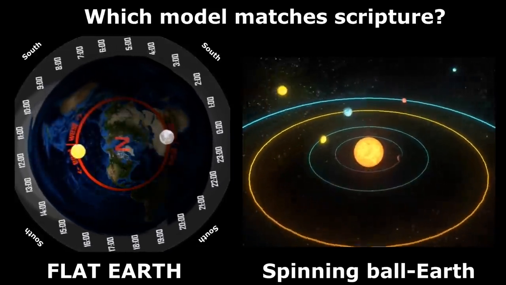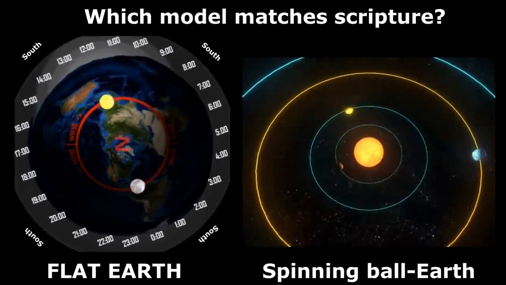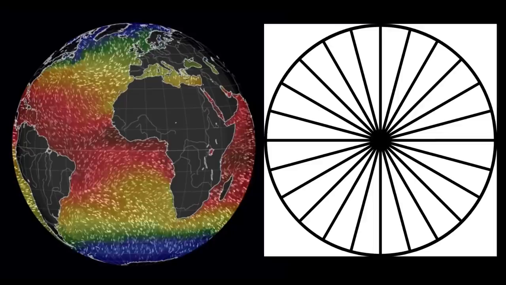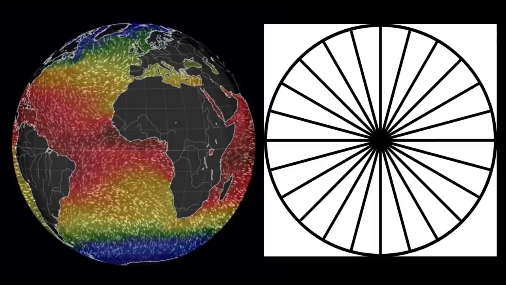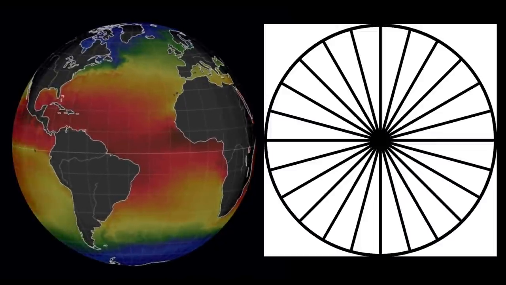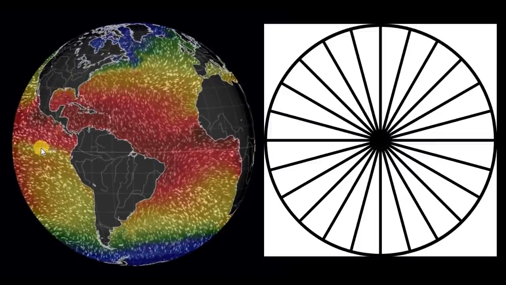So, which model matches common sense? Which model matches observation and scriptures? I have pointed out that the equatorial region on the globe should have a different pattern due to the fact Earth has a 23.5-degree tilt.